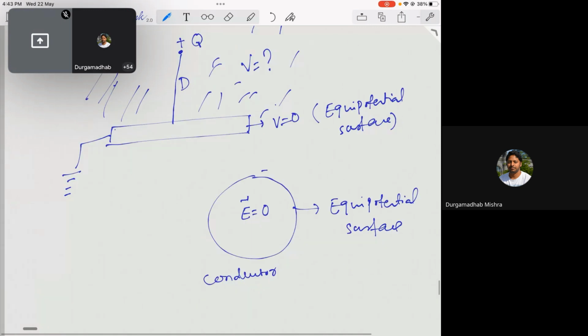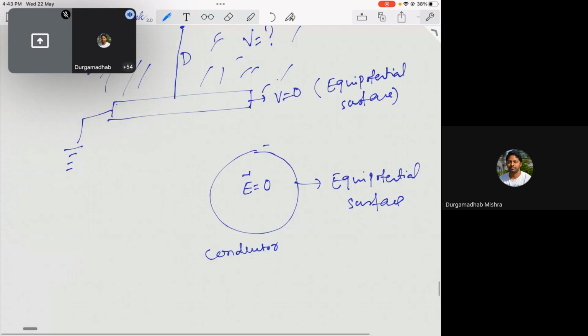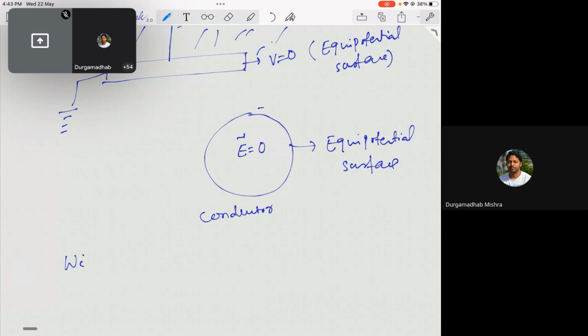Now if there is no conductor, let's say, what will be the potential? Without the conductor, the potential due to the charge will simply be equal to 1 by 4 pi epsilon naught Q by R. So I have one charge Q, and the potential due to that charge will be 1 by 4 pi epsilon naught Q by R.